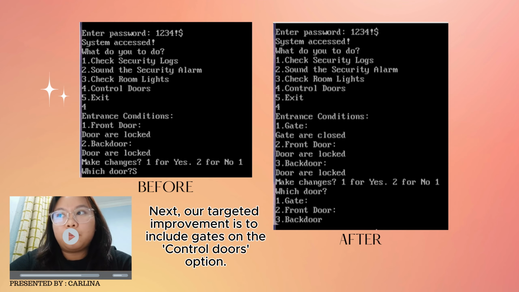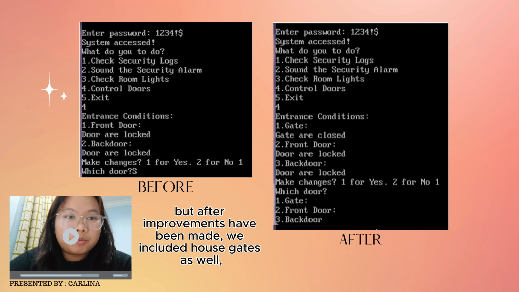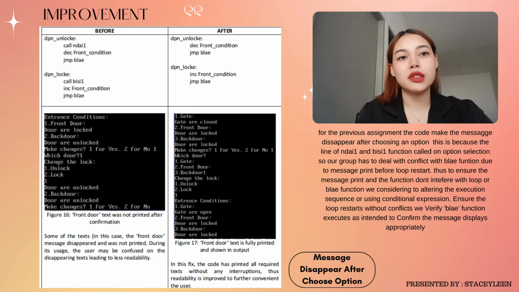Next, our targeted improvement is to include gates in the control doors option. Before, it would only include the house doors, which can be controlled. But after the improvements have been made, we included house gates as well, because the gates are indeed part of the user's house as well.